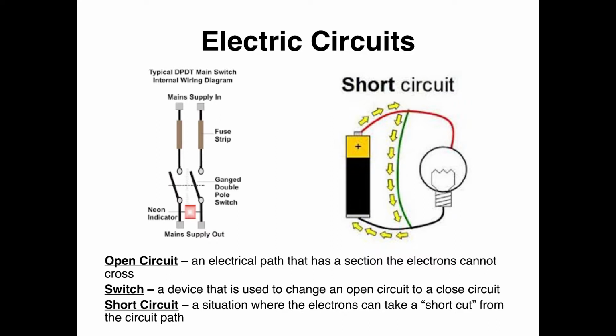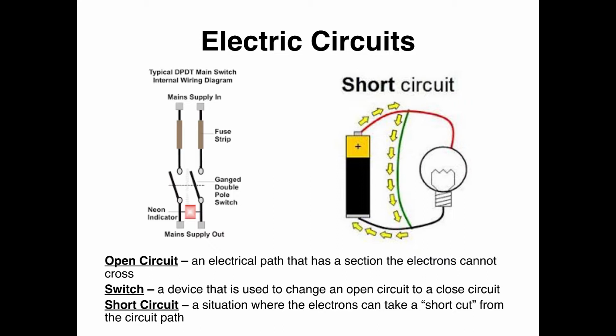Now, an open circuit is when the electrical path is open such that there's a section where the electrons can't cross, and this is shown on the left. You see that those 2 wires are disconnected such that it cannot cross, and therefore you have no flow. That's how you turn off a light, is you break the circuit. A switch is a device that will either open or close the circuit, and that's what's shown here on the left. An open circuit, and a switch that will either open or close the circuit.